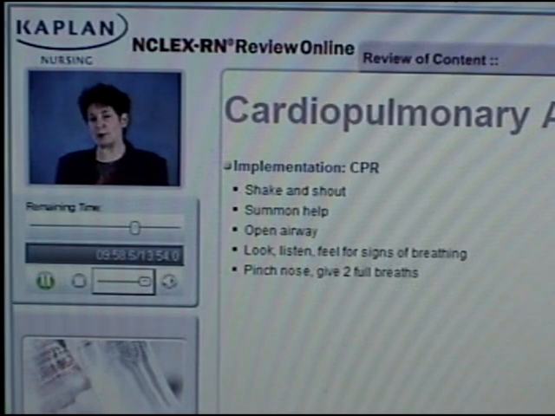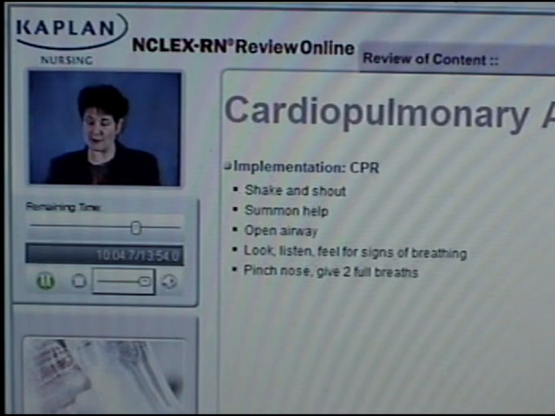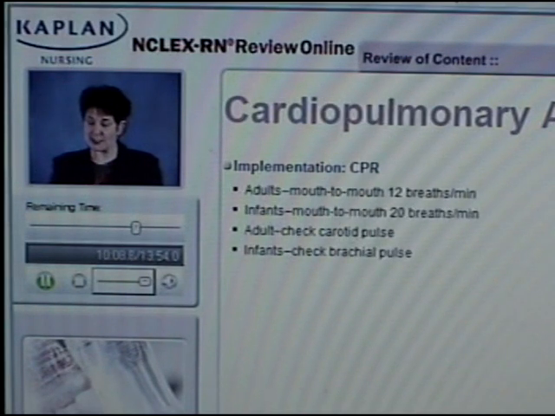So what you want to do is reposition the client again, blow again, and again you will watch the chest rise to make sure you have a patent airway. Now, with breathing with CPR, for adults you will do mouth to mouth, 12 breaths per minute. If it's an infant, you will do mouth to mouth or mouth to nose at 20 breaths per minute.